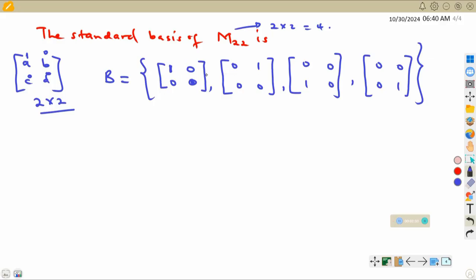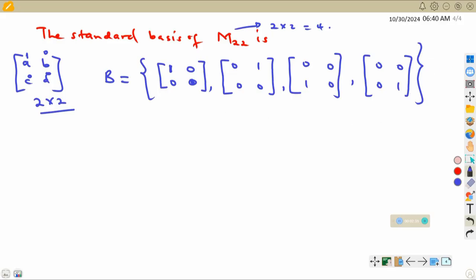So if it is of this form, then we shall say that this is a standard basis. Clearly we shall have a standard basis of this nature. In case some other values change in this basis, it will no longer be a standard basis. However, it can also be a basis of M22 if it satisfies the conditions for a basis. So we have our standard basis as this.